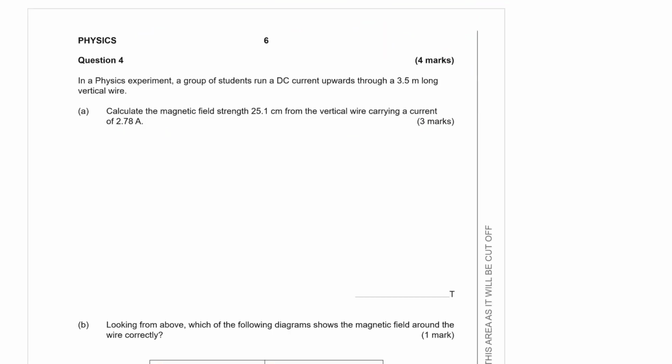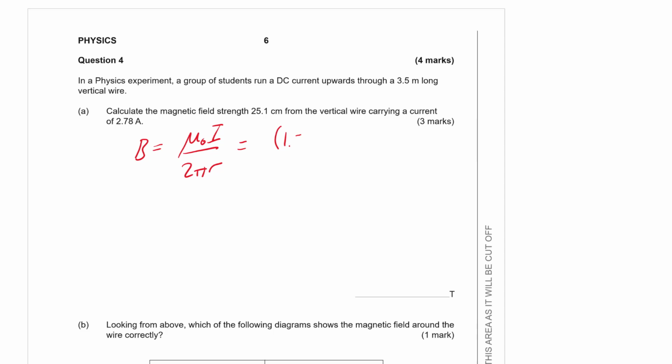So question 4 is one of the easier questions. You've got a physics experiment where you have a group of students running a DC current upwards through a 3.5 meter long wire. So the first part of the question is just asking to work out the magnetic field strength at a certain distance from the wire, right? So you just apply this equation here over 2 pi r, and it's giving you all the information.